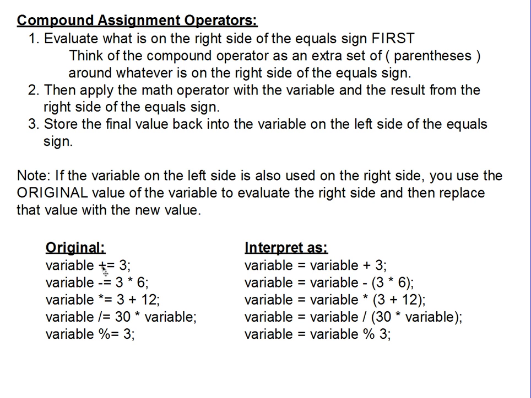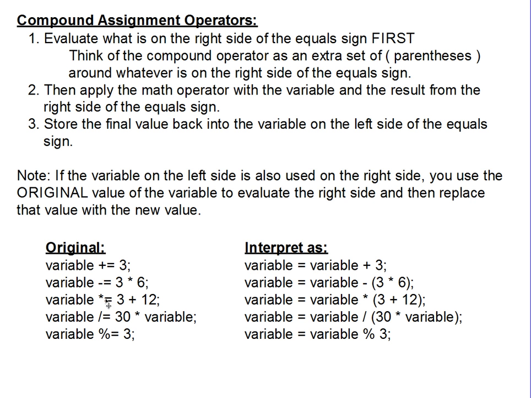If I have some variable and I say variable plus equals 3, you would interpret that as saying variable equals variable plus 3. So it's just a shortcut way of saying I want to add 3 to whatever is currently in that variable. I can do it with minus. And like I said, if there's more than one thing on the right-hand side of that equal sign, I'm going to evaluate that first. So it's just like putting it inside of a set of parentheses. So what would happen first here would be the 3 times 6, and then I would do variable minus 3 times 6. The answer of that math operation goes back into variable.